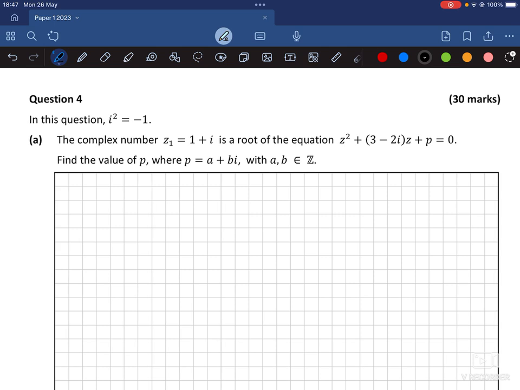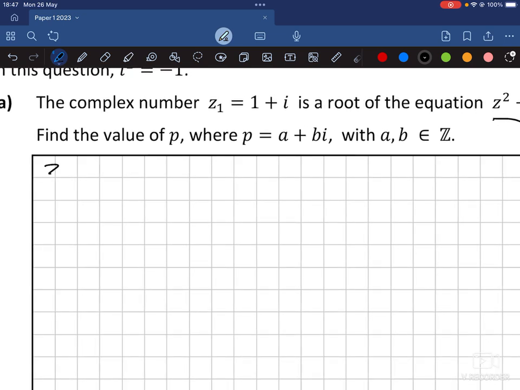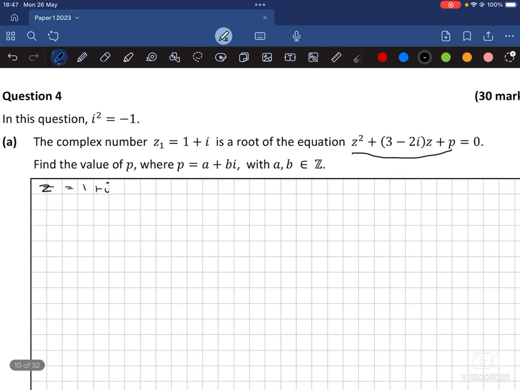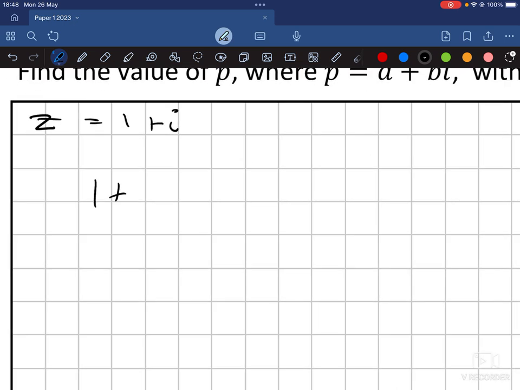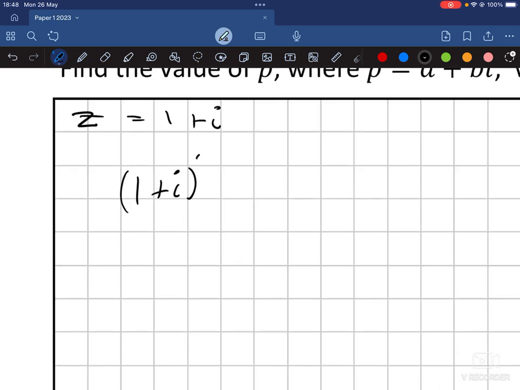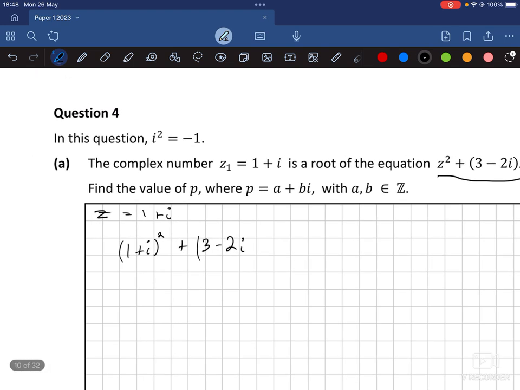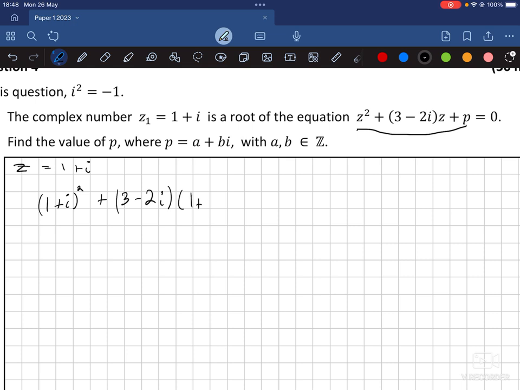So we're told 1 plus i is a root of this equation here, and then we're told to find the value of p. Okay, perfect. So all we're going to do is sub in z is equal to 1 plus i wherever z is, and then we know it should be 0, and it should work out nicely enough. So we're going to have (1 plus i) squared plus (3 minus 2i) multiplied by (1 plus i) plus p equals 0.